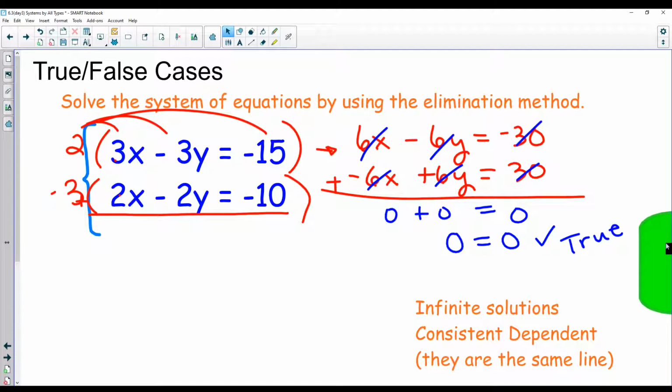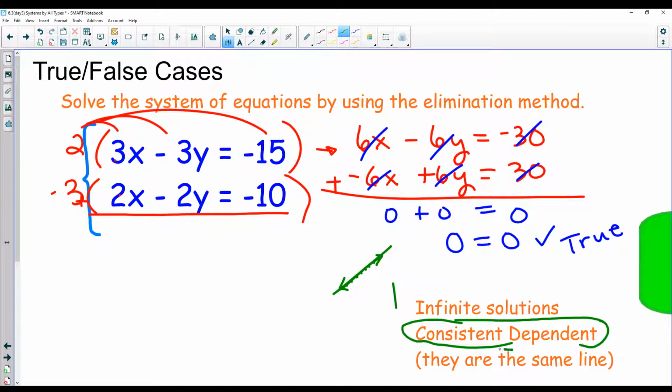So this means the lines, if we graph these lines, they would be right in the same place. Okay, so they would graph on top of each other. That means that they share every point together. So there's infinite solutions. That is called consistent dependent, because they're actually the same line. So we started the problem just like normal, and then everything canceled, and we ended up with something true. You know where I'm headed now.